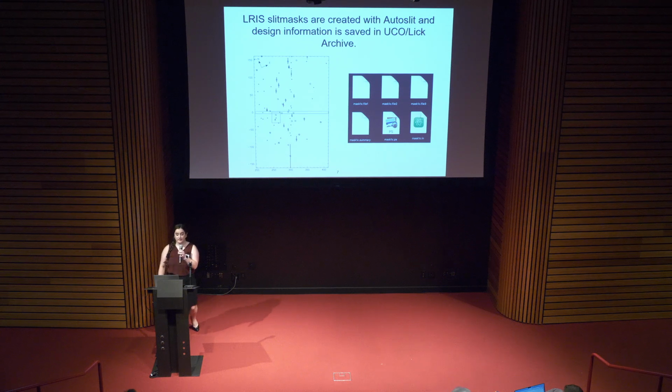So the LRIS slit masks are created with the AutoSlit software. You get a design that looks like this, and a whole bunch of output files that incorporate all of the design information that you need to create the mask so that it can be used at the telescope. And this information is what was stored at UCO-LIC.